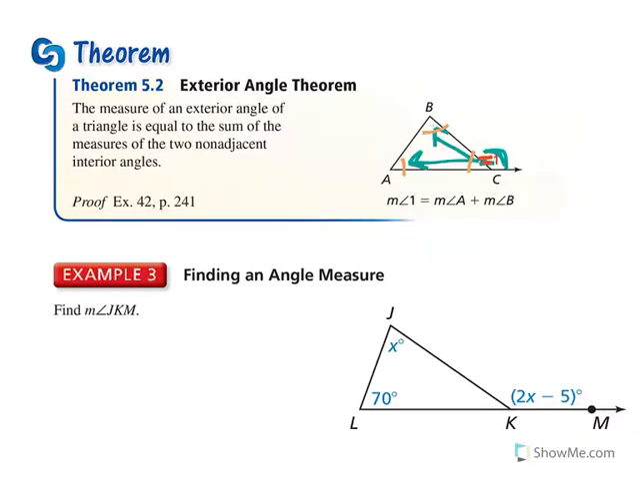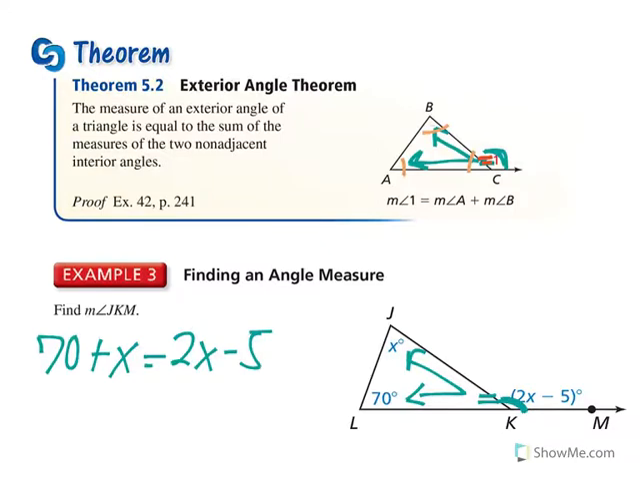So we're going to go ahead and use this theorem in example 3. Here I have my exterior angle of K. It's JKM. They want us to find that measure. Since it's an exterior angle, I know it's equal to the two opposite angles added together. So if I add my opposites, I have 70 plus x equals that exterior angle of 2x minus 5. And then all I have to do is solve for x, and then I'll have to substitute back in.